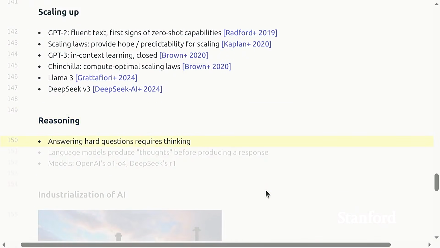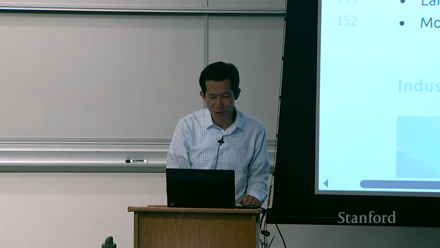One note about reasoning is there has been a lot of emphasis on solving more ambitious problems. It's maybe kind of trivial that answering hard questions requires thinking. So the idea with reasoning models is that language models can produce thoughts, which are tokens that illustrate what it's trying to do before producing an actual response. This has led to another series of improvements, and that's how you get to models that can get gold medals at the IMO and the IOI.